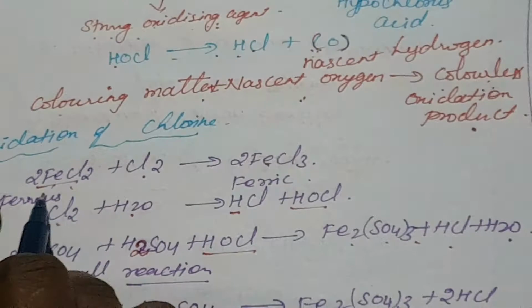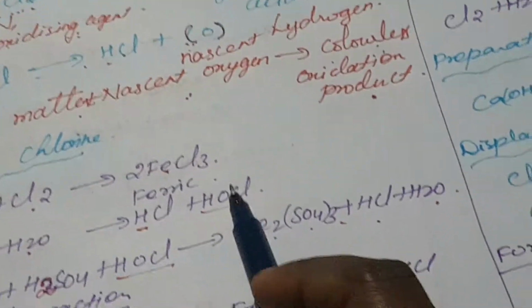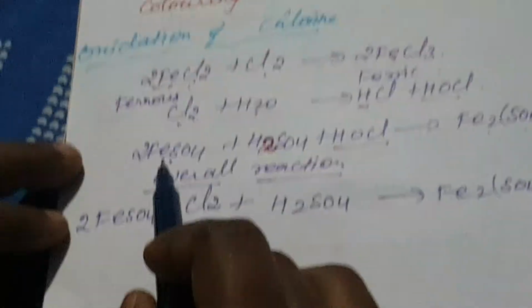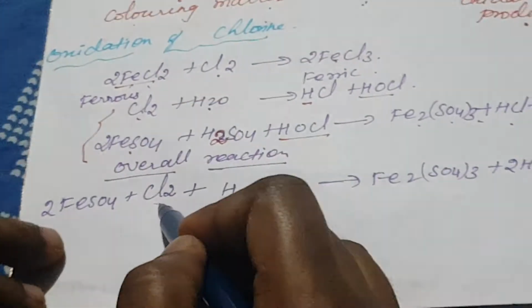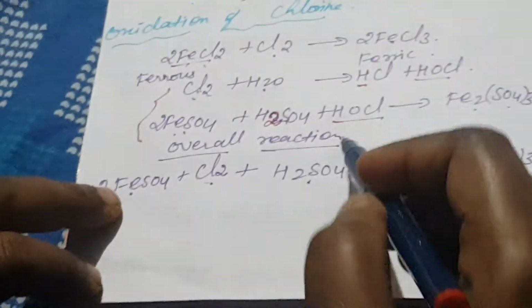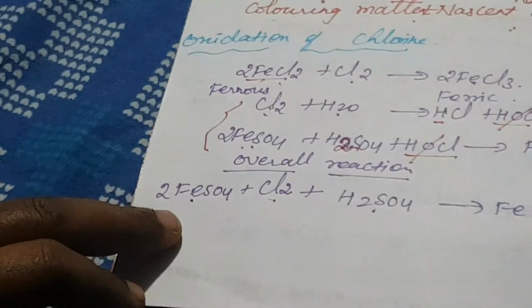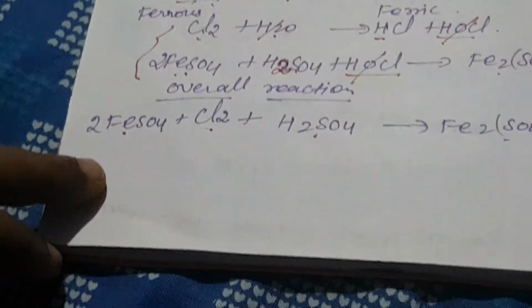First step, ferrous chloride is converted into ferric chloride. Then chlorine reacts with a water molecule to form hydrochloric acid and hypochlorous acid. Then FeSO4 with chlorine. So combine the two equations. What is the answer? 1 Cl2, 1 H2SO4, 2 molecules of FeSO4, hypochlorous acid, then ferric sulfate, then 2 molecules of HCl. H2O will be cancelled.